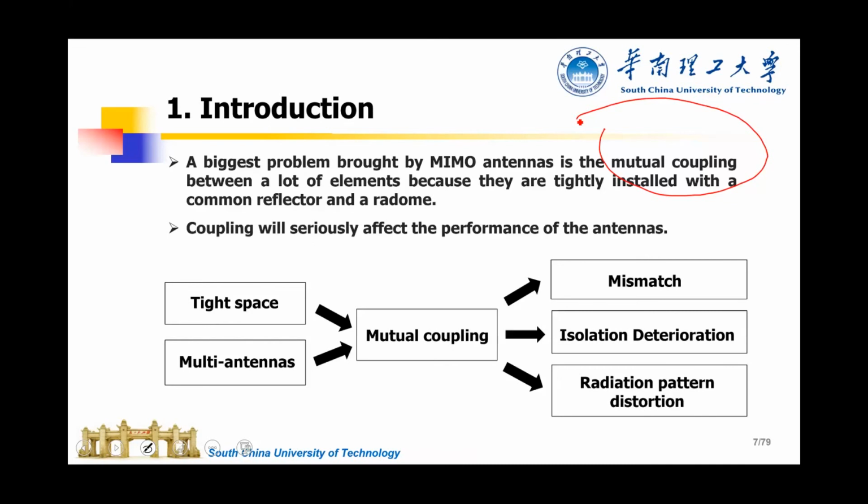The effects include, first, mismatching, where the antenna reflects the wave back, and also isolation deterioration, so electromagnetic interaction often appears, and also radiation pattern distortion. The patterns also change a lot.